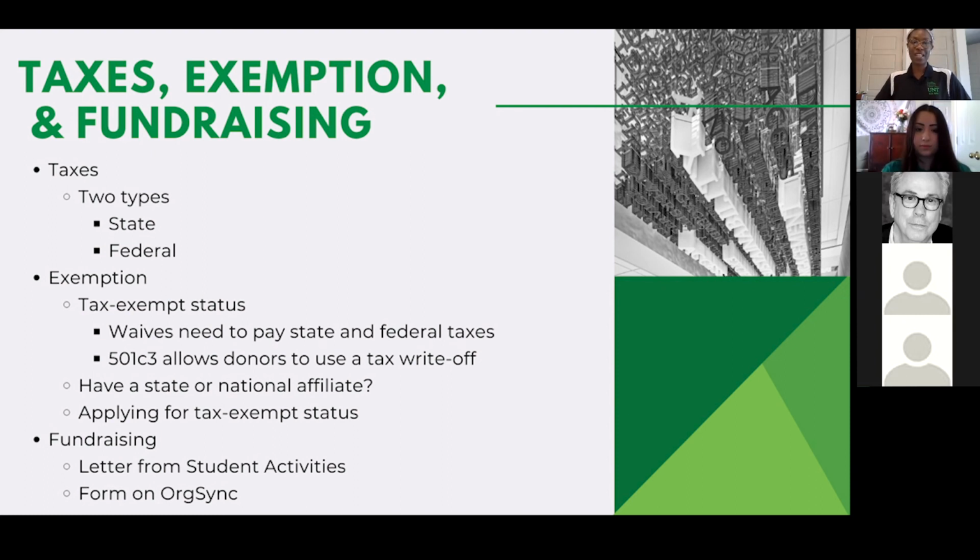So taxes and exemptions. There are two types of taxes. We have state and federal. We also have tax exempt as well. So if an organization is tax exempt, usually we have organizations who are affiliated with a national organization.